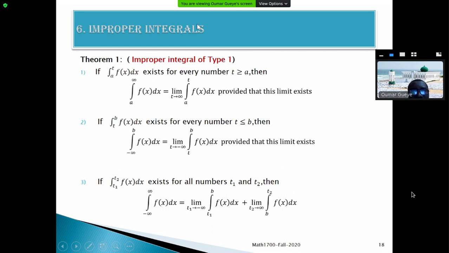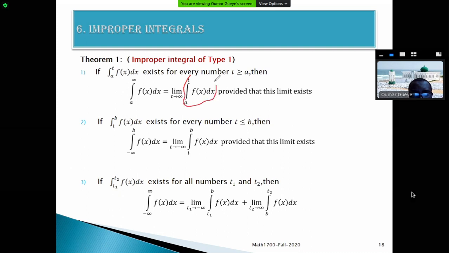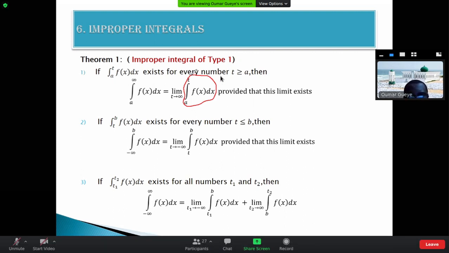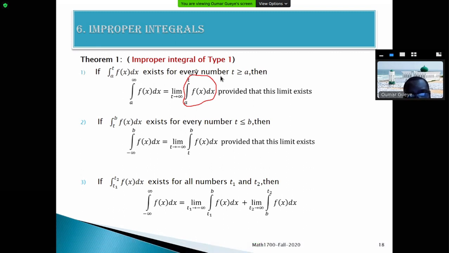So it means in the first step, you write down this formula, and then in the second step, you calculate this integral separately. And when you get it in terms of t, the last step, you calculate the limit when t is going to positive infinity, and the value of your limit is going to be the value of your integral.